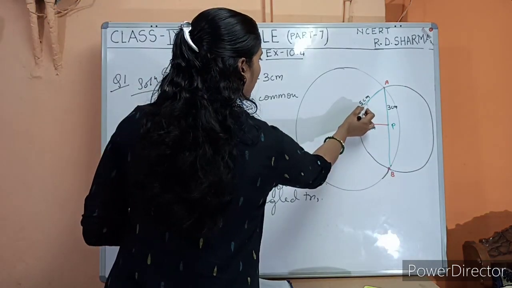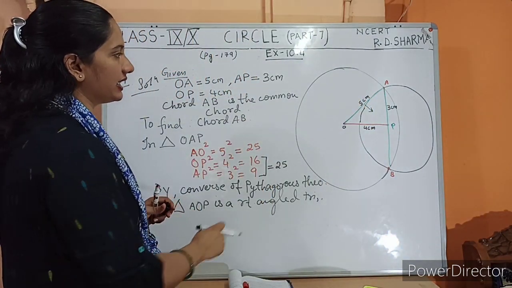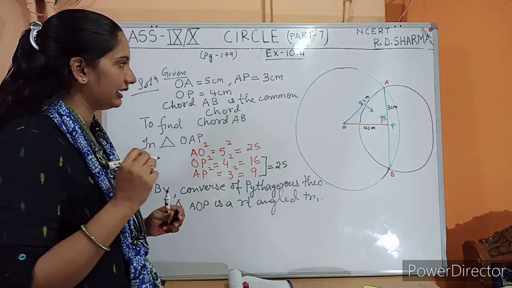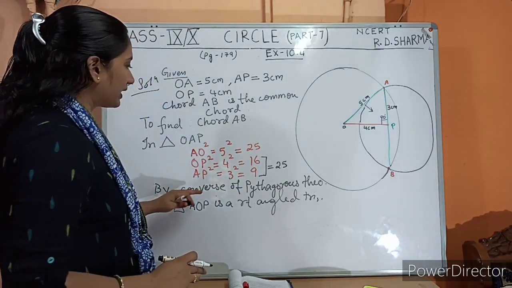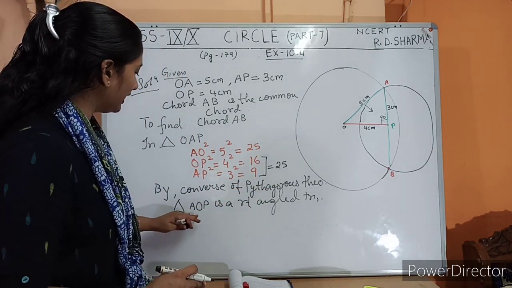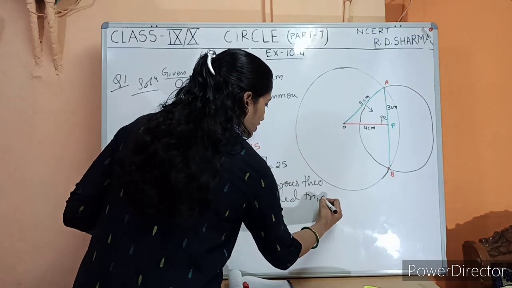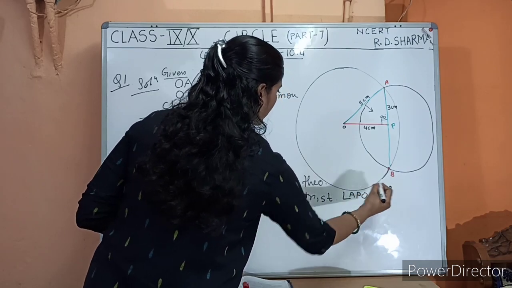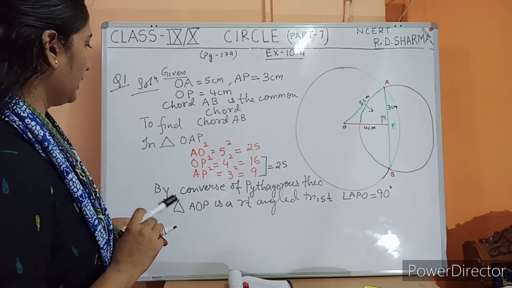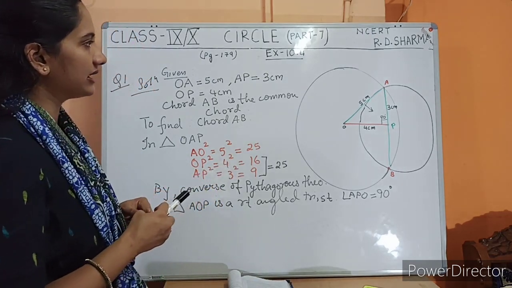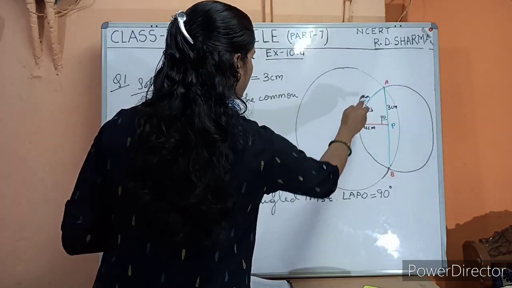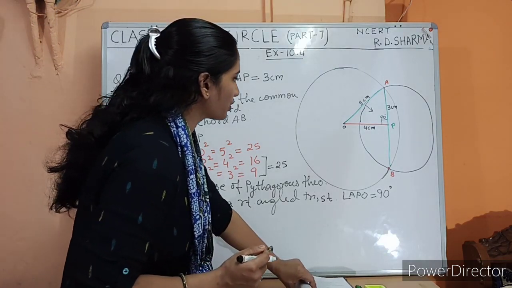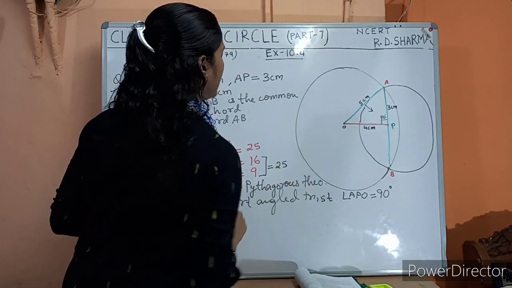The 90 degree would be opposite to the longest side. So the longest side is OA. The angle opposite to it will be the maximum, and it must be 90 degree. So by the converse of Pythagoras theorem, we can say that the triangle AOP is a right angle triangle such that angle APO is 90 degree, right? So here we have shown that this angle is 90 degree and this triangle is nothing but the right angle triangle.